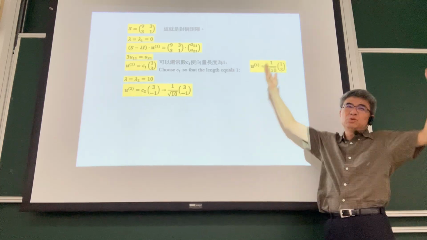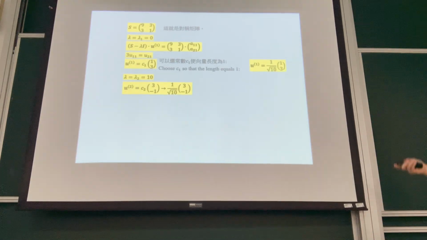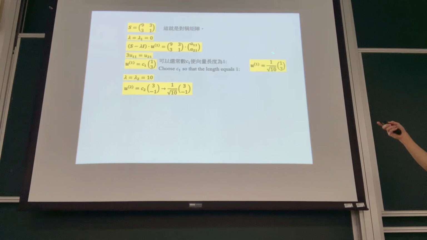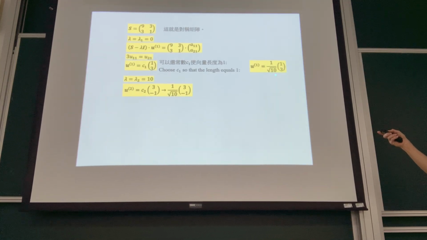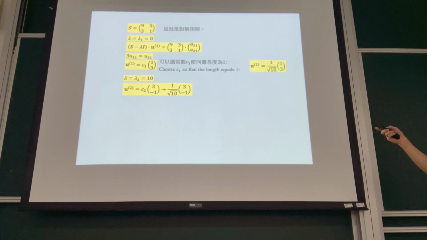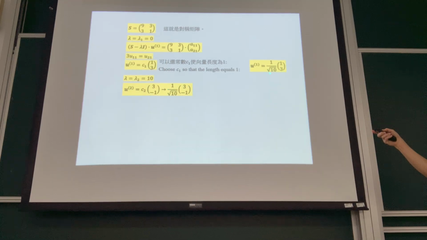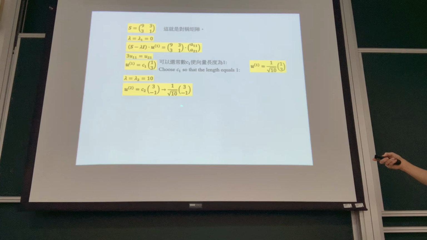Okay, just like usual geometry. Therefore, I usually want to choose C1 so that the length is equal to 1. This is the way to do it. For U2, this is the way to do it. Again, it's 3 minus 1, so C2 is actually the same as C1. The point is not C1 and C2.